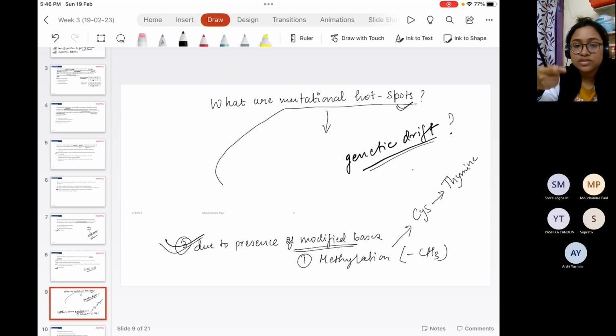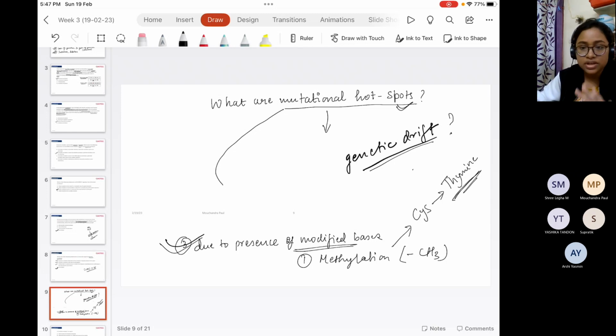One base is changed to another base, and this point mutation is recurrent, repeatedly seen because of the presence of this modification. If this modification is not present in that DNA sequence, this thymine conversion would not have been recurrent, and it has been linked with various kinds of diseases as well, right? Like Rett syndrome. I just recalled Rett syndrome. People have seen that.